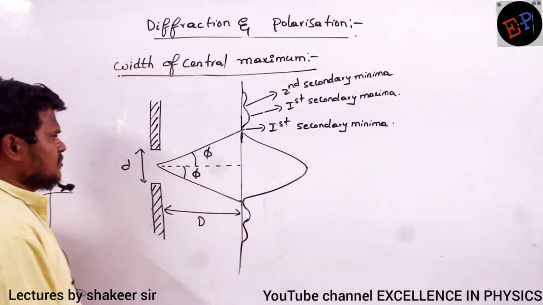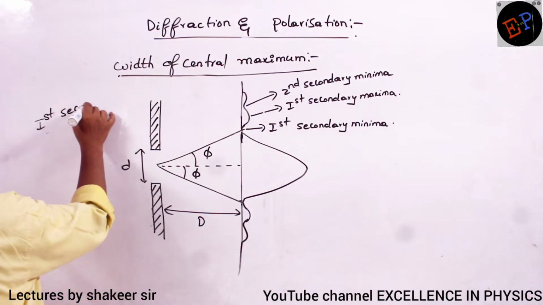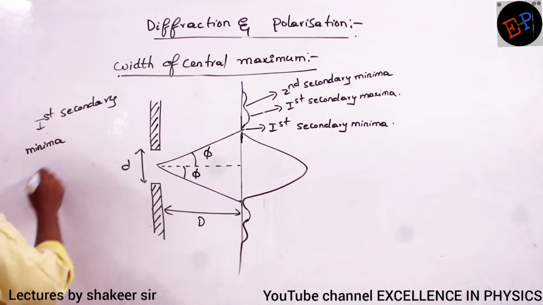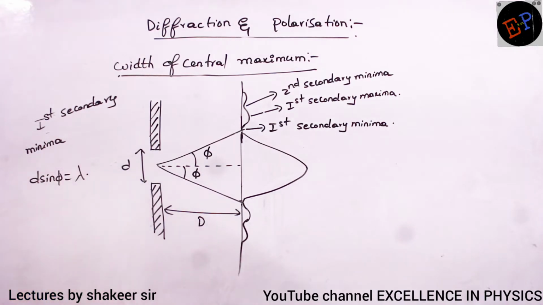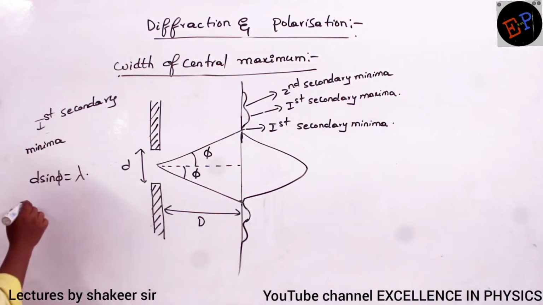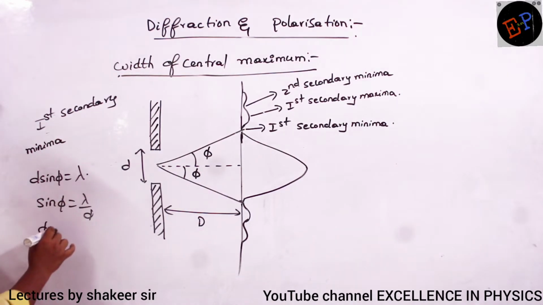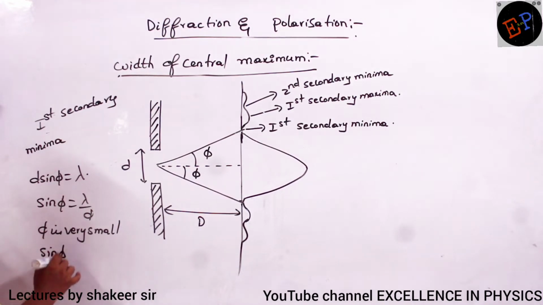Now see. First secondary minima, when will I get it? Already we studied d sin phi is equal to lambda. Do you remember? We get the first secondary minima at this position only, no? d sin phi is equal to lambda. So therefore, sin phi is equal to lambda by d. Phi is very small. As phi is very small, sin phi is almost equal to phi. So therefore, phi is equal to lambda by d. I can write like this.